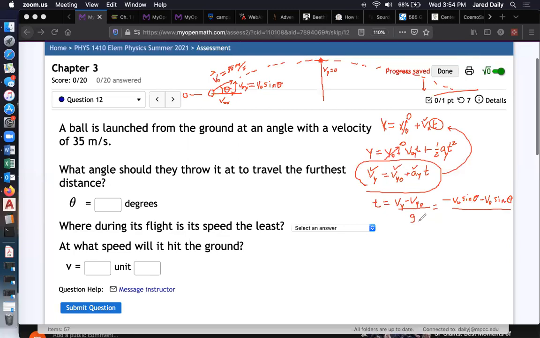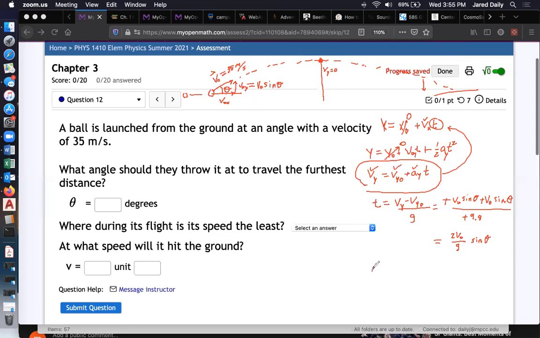And g is negative 9.8, so the negatives end up going away. We'll put a 9.8 down here and a negative out here. Then we'll change all of these negatives to positives, because we'll multiply the top and the bottom by -1. That'll make it easier. That makes this equation look like this: 2 times v naught over g times the sine of theta. That's what the time is. The time is 2 times v naught sine theta over g.